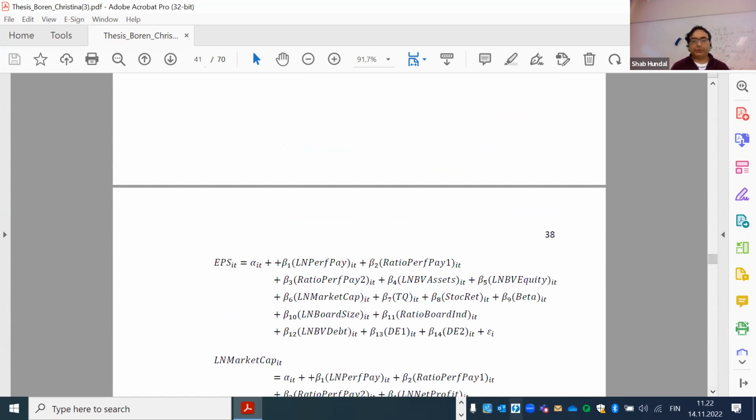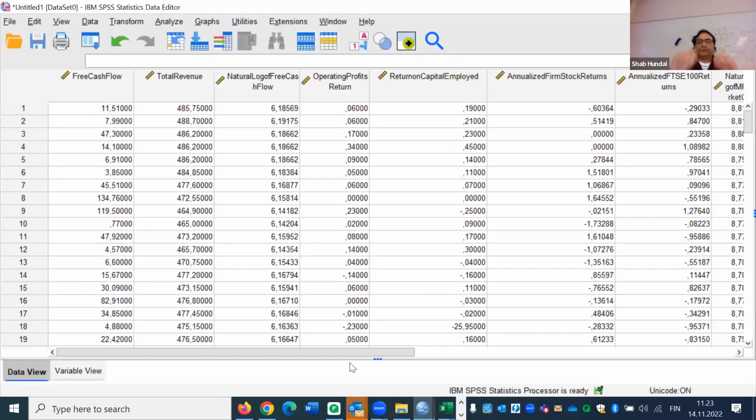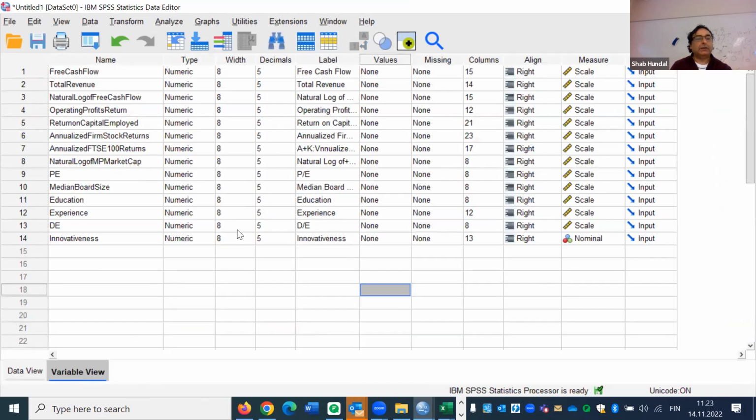I take you quickly to the SPSS. Imagine in this dummy example, the annualized firm stock return is your dependent variable, yeah, and all other variables are independent variables. You with me? Have a look at this. So basically, I'm trying to say that the annualized stock return of the company depends upon the index return, depends upon the company's market cap, price to earning ratio, the board size, education, experience, and even innovativeness.